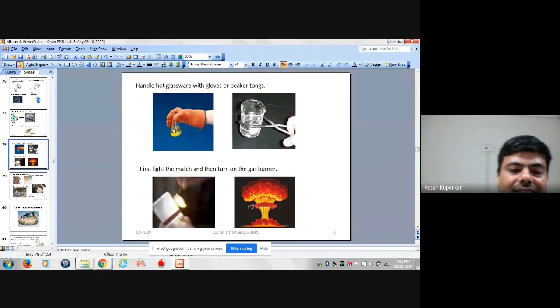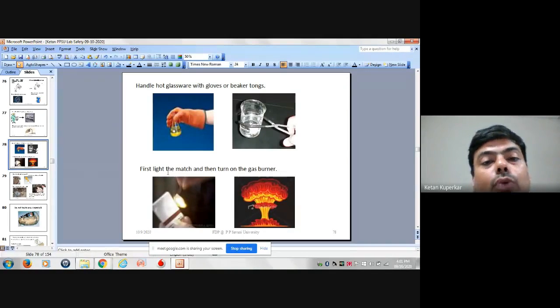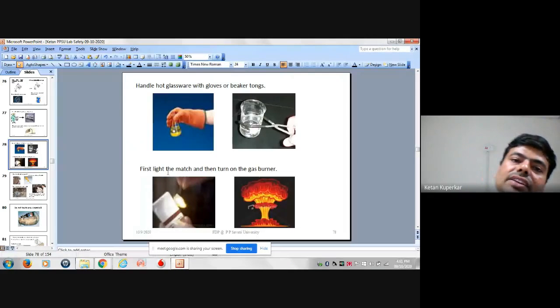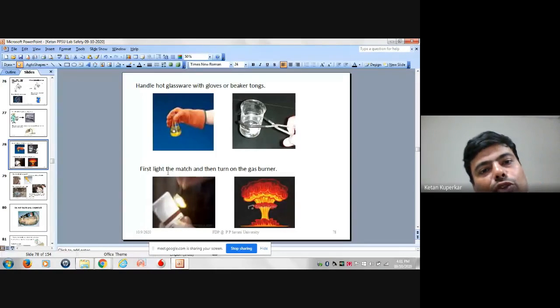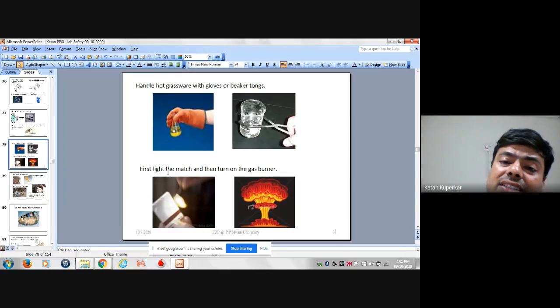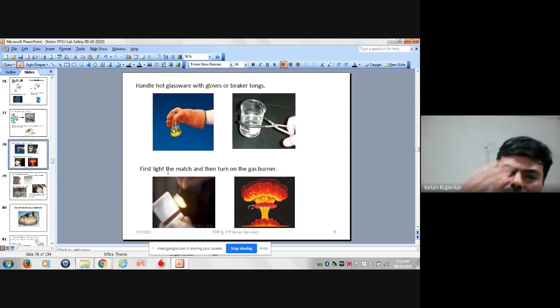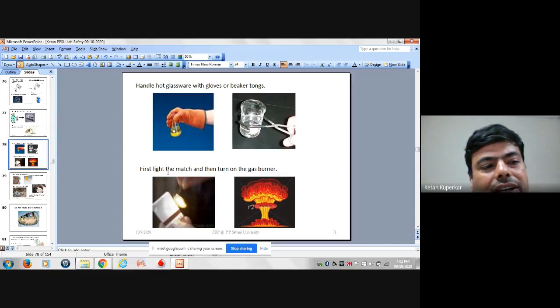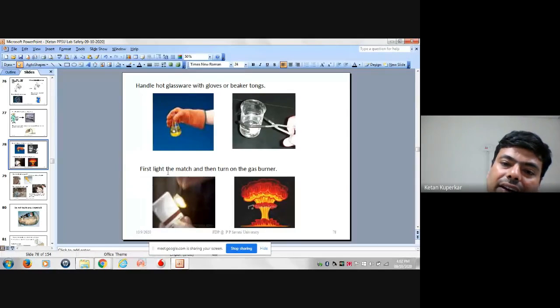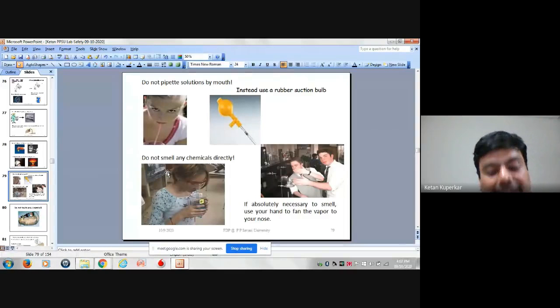In the same way, this particular slide also lets you know how to handle several different glasswares while you perform the experiment. It is the hot glassware, so this is the correct way of handling it. But instead, I have mostly seen students use their handkerchief to hold hot beakers, or the hot solutions placed in the conical flask, which is an inappropriate way. This should be avoided.